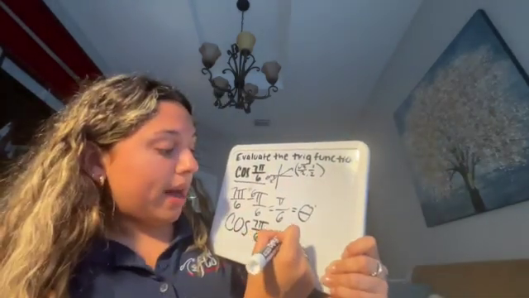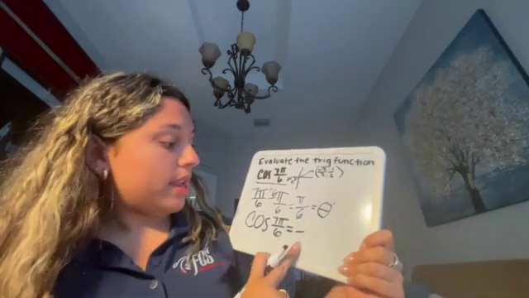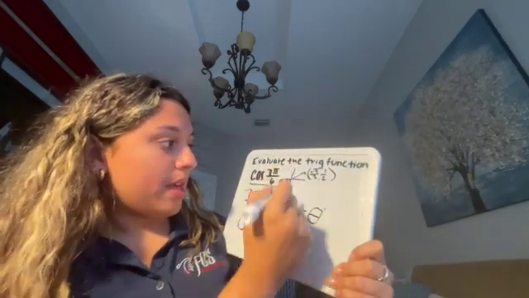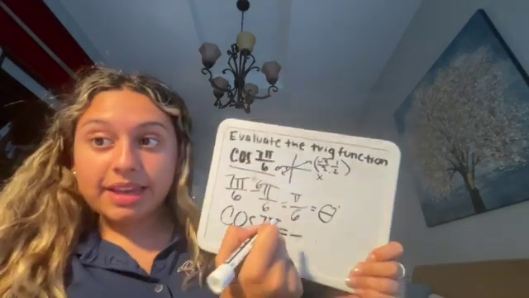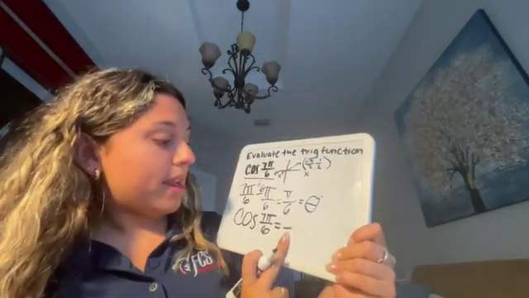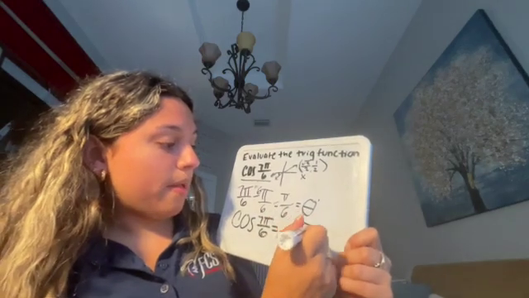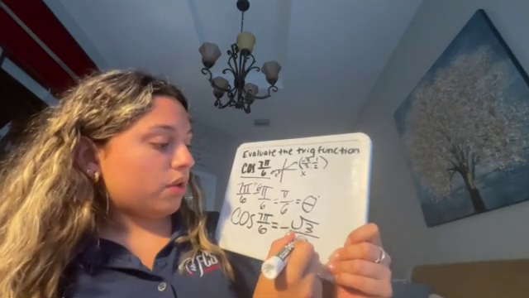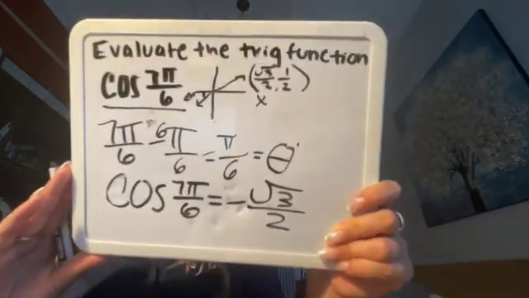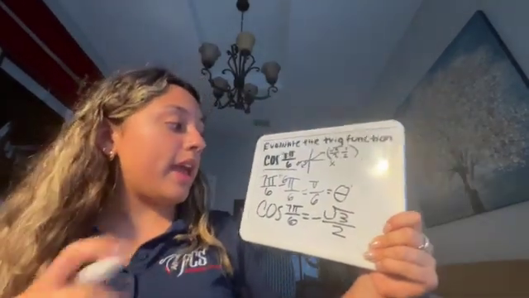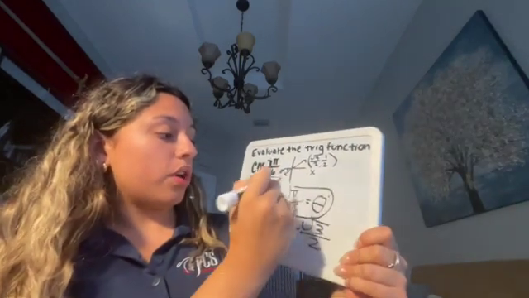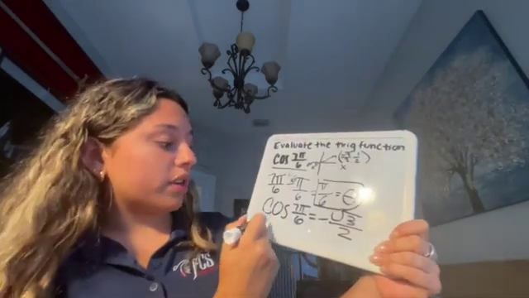So negative right here is cosine, because remember, cosine is x. So it'd be negative square root 3 over 2. And that's how you use the reference angle in order to evaluate the trigonometric function.